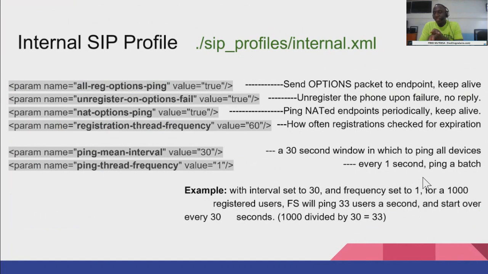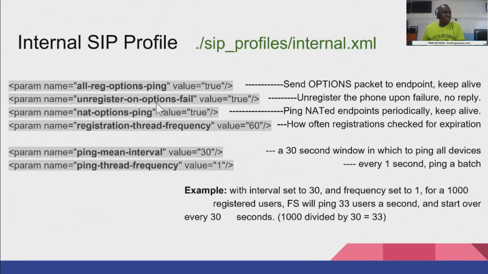You might have so many extensions, and since you have NAT, you might want FreeSWITCH to keep checking if these registrations are live. The first option is all-reg-options-ping. It sends OPTIONS packets to the endpoint to keep them live. You need to keep pinging the endpoint to make sure that it is still registered, so that if it's offline, FreeSWITCH is able to remove resources and tag it as unregistered.